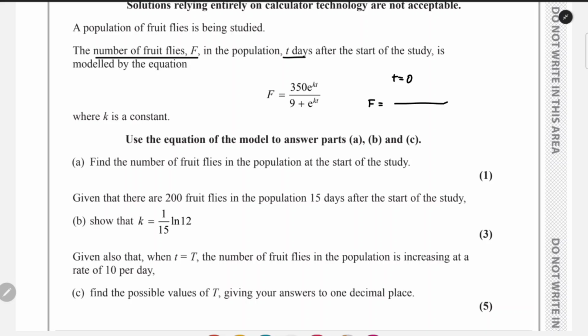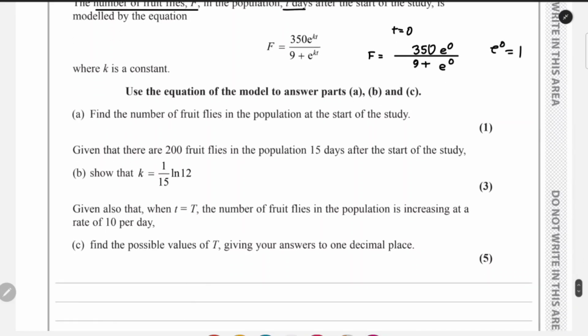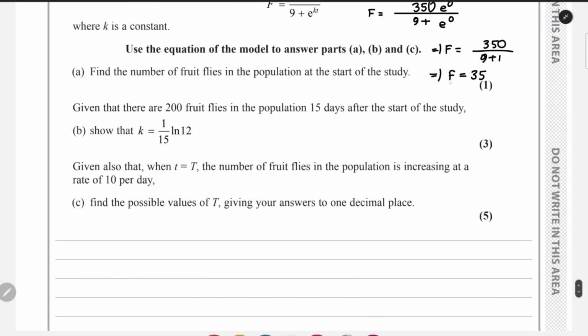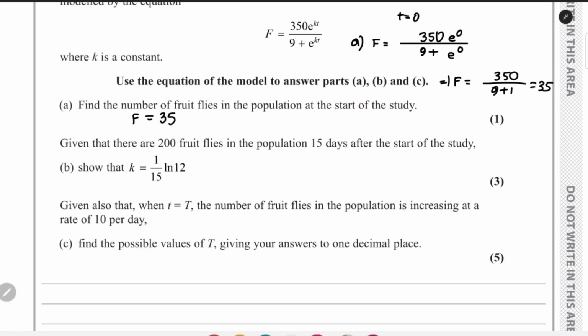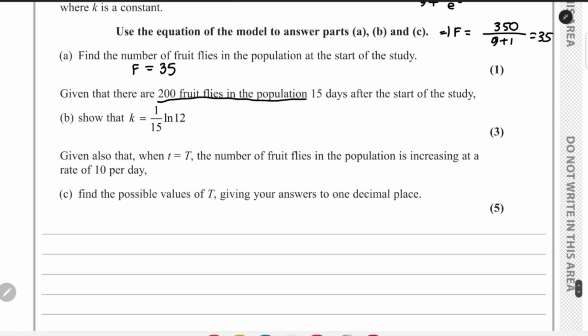I'll be left with 350 e to the power 0 divided by 9 plus e to the power 0. Now e to the power 0 is 1. So f is equal to 350 divided by 9 plus 1. So the initial population was 350 by 10 or 35. We can also write this down as f naught. So the initial population is 35.